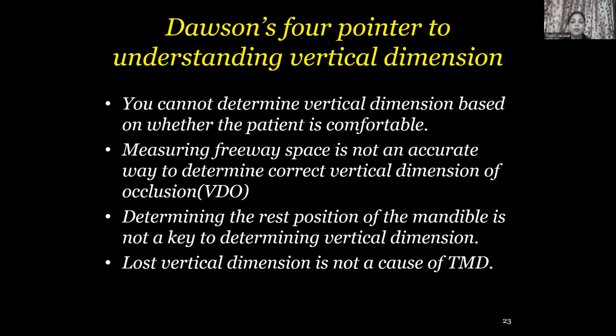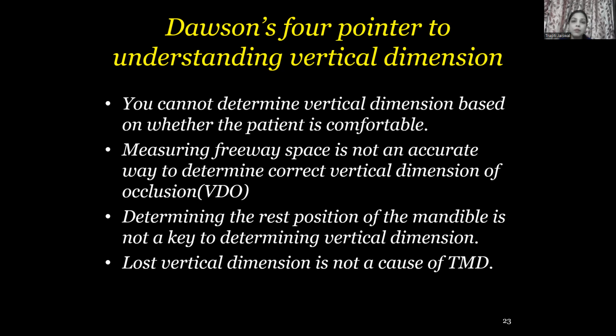So we see that the vertical dimension of rest is determined by what factors. Dawson has given a 4-pointer to understand the vertical dimension. First, the vertical dimension is influenced by the musculature, the mandibular musculature. The vertical dimension of occlusion is influenced by the teeth, which act as vertical stops. And in the vertical dimension of rest, musculature in the state of tonic equilibrium determines the vertical dimension of rest.